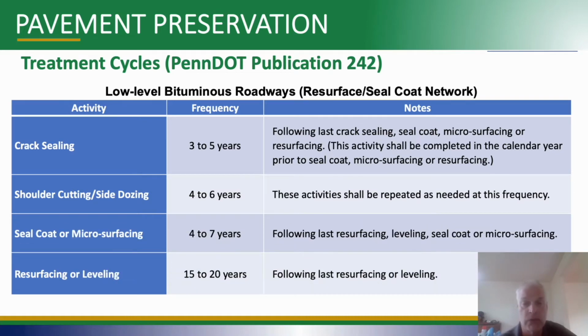That leads us to the next one, which is the low-level roads, and we call these the seal coat network. These are ones that generally have lower traffic, lower types of use, that you can maintain with a series of seal coats over time, as opposed to needing to maintain a resurfacing schedule. Again, crack sealing every 3 to 5 years, shoulder cutting and side dosing, those are the same as on the high level. Now you're going to do a seal coat or maybe a micro, most likely a seal coat for these roads every 4 to 7 years.